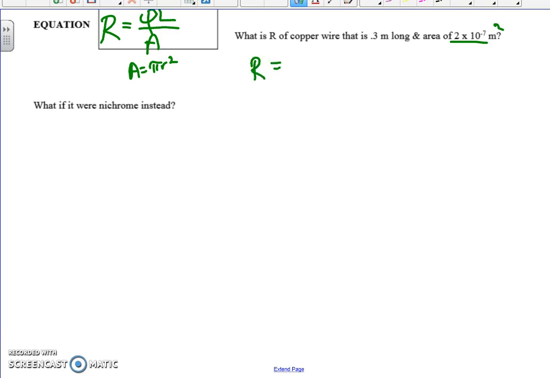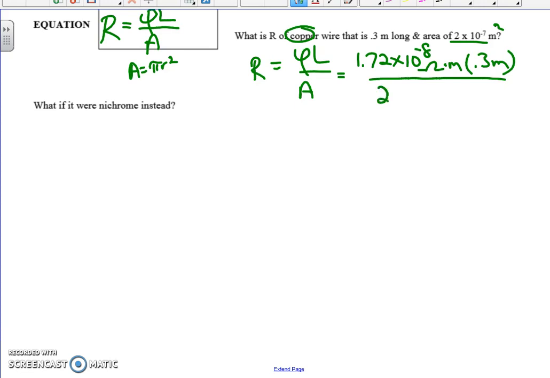All right, so I'm looking for resistance. I'm not going to use Ohm's law because I don't know voltage and current, but I can use this equation, rho L over A. I look up copper in my reference tables, and it's actually on the top of our sheet here, 1.72 times 10 to the negative 8 ohm meters. Our length, 0.3 meters, divided by our area, 2 times 10 to the negative 7th meters squared. So if you look at our units, meters cancels out the meters squared, and I'm left with ohms, which is, of course, what we want.